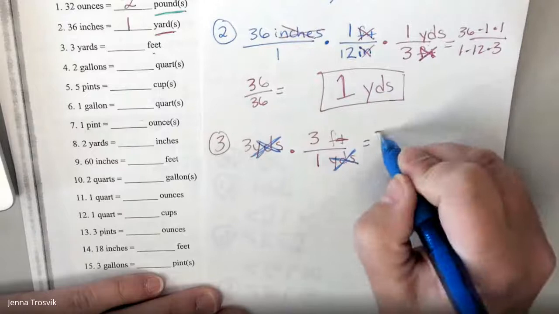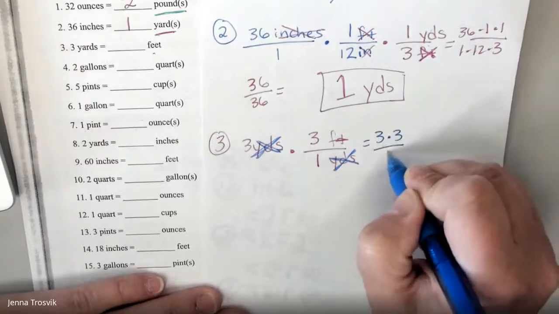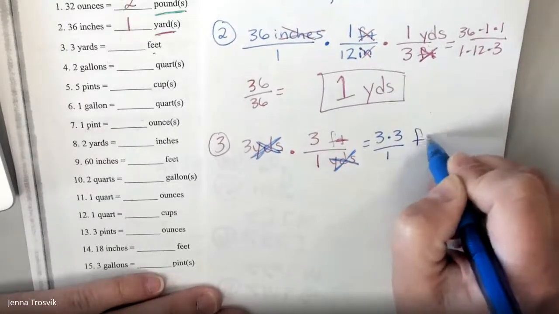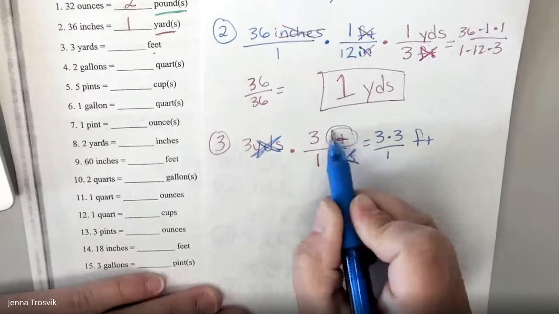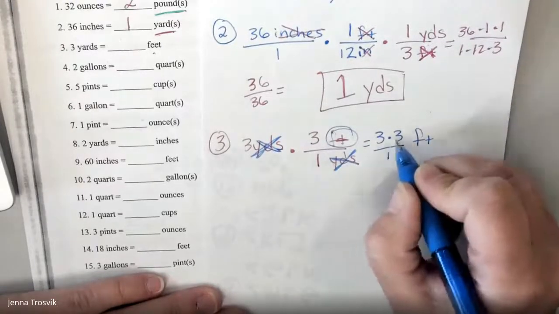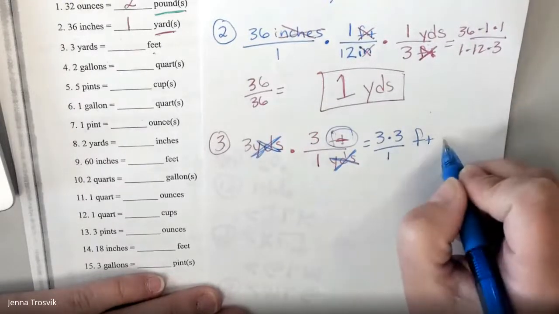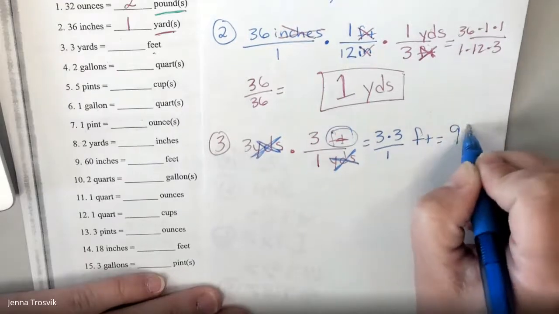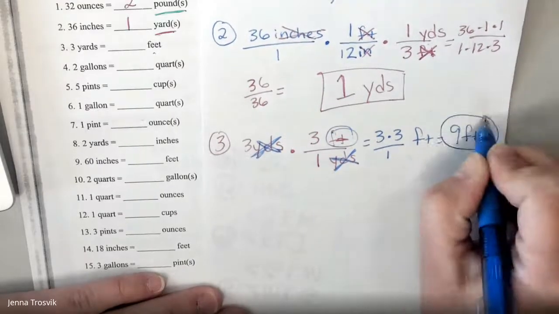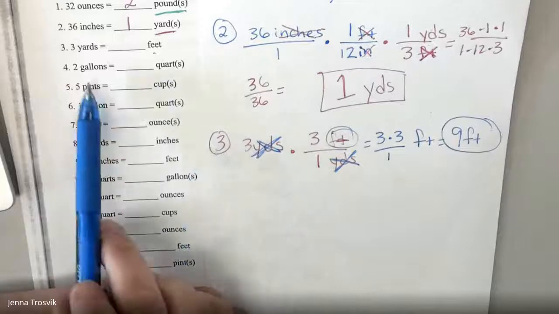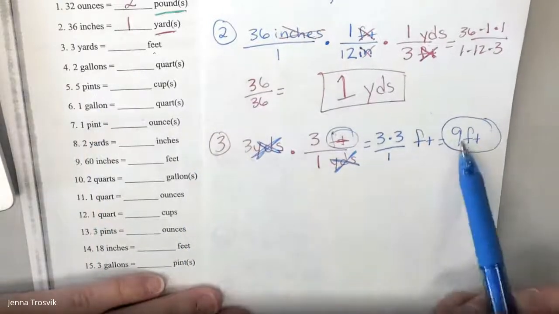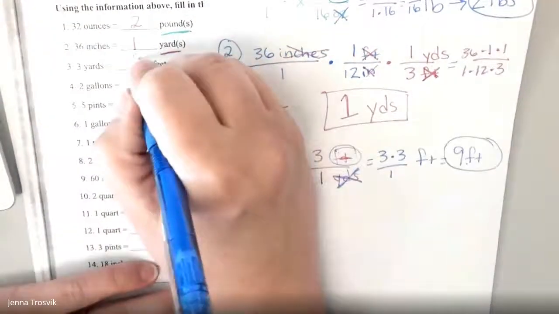I'm left with this equation, 3 times 3 over 1, and my feet will be my label because that's the only label I have left. 3 times 3 is 9, divided by 1 equals 9 feet. So if I were to have 3 yards, I really have 9 feet total.